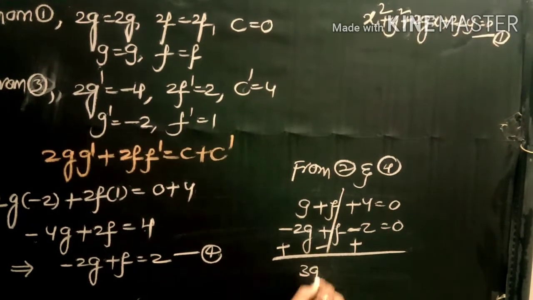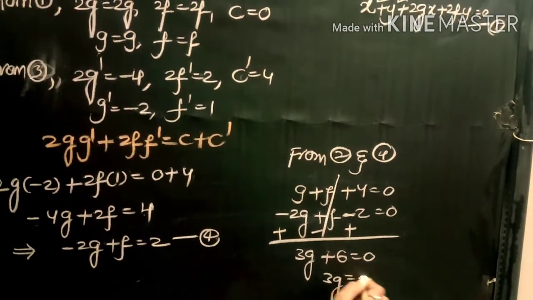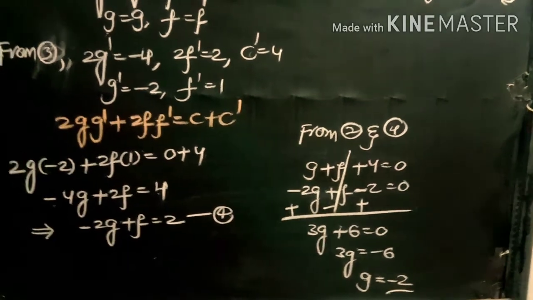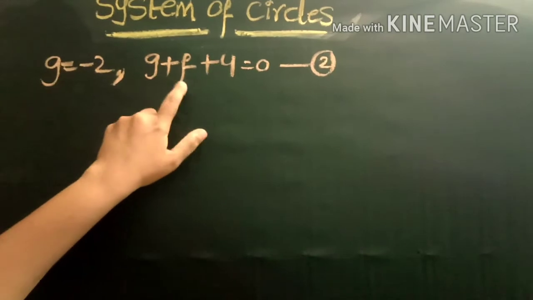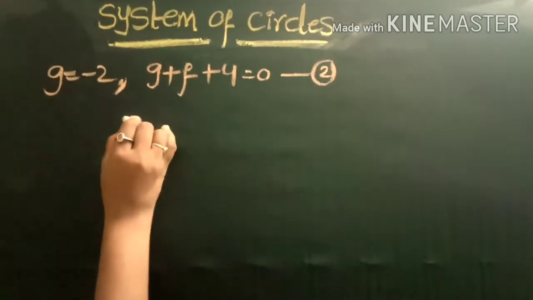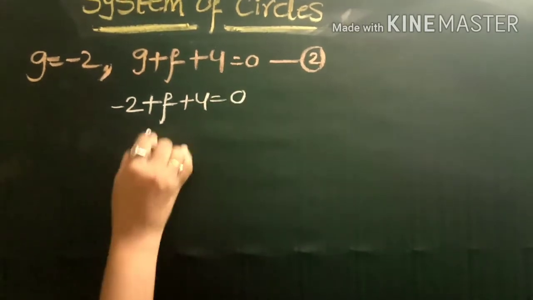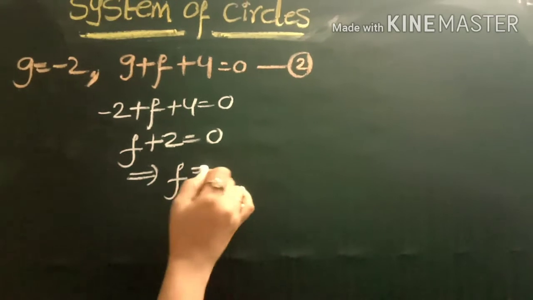Now this is 3g plus 6 is equal to 0. Then 3g is equal to minus 6, then the value of g is equal to minus 2. Substituting g equal to minus 2 in the second equation, g plus f plus 4 is equal to 0, that is minus 2 plus f plus 4 is equal to 0. Then f plus 2 is equal to 0, then the value of f is equal to minus 2.